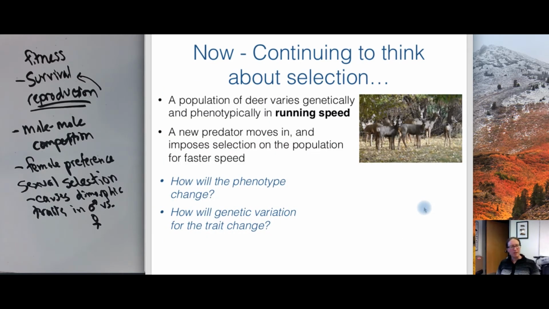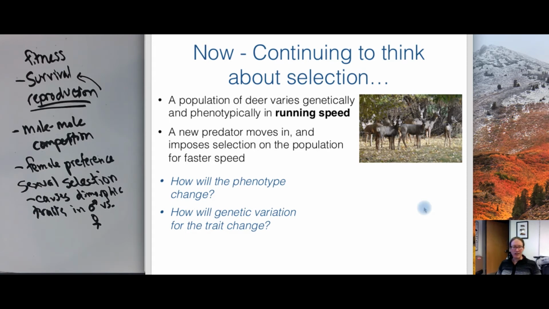But we should continue to think about selection here. So now let's think about a population of deer that has genetic variation and phenotypic variation for running speed. And as we're imagining this hypothetical population, let's also imagine that a new predator moves in, and this new predator imposes selection on the population for faster speed. So this is common for a lot of types of predators. It's going to run after prey, and so it's going to catch all of the slowest deer in that population.